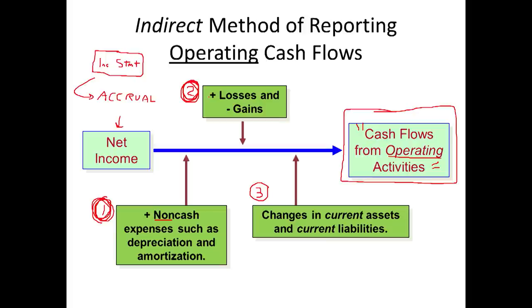Let me say that again. Losses were originally subtracted in arriving at net income, so we have to add them back. Gains were originally added, so we have to subtract them out. Okay? What about the depreciation from the truck? Do you do anything with that? Well, if there's depreciation expense on the income statement, we would add it back like we did. But we would not look at the accumulated depreciation account. We would look at depreciation expense.